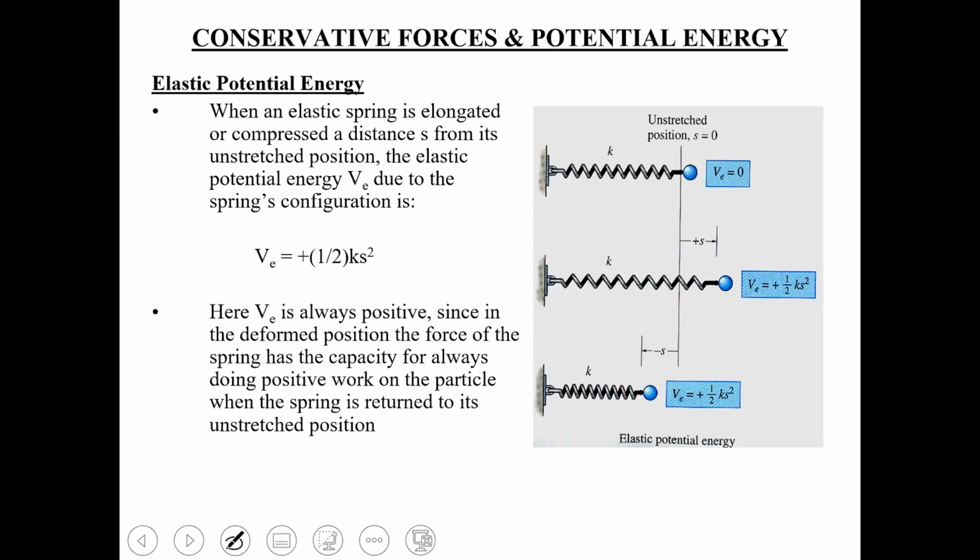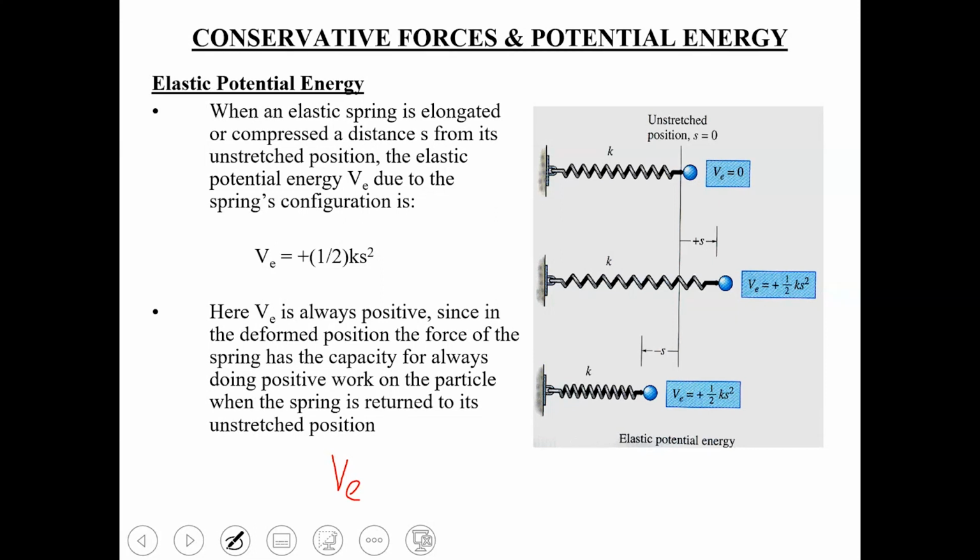Okay, the second type of potential energy which you may encounter is the elastic potential energy. Why does it come? Because if an elastic spring is present in the problem, then that particle would possess some elastic potential energy as well. Now, in order to understand this elastic potential energy, first of all, we are going to represent it using the symbol VE, where V represents the potential energy and E represents elastic. So elastic potential energy is going to be represented by VE.